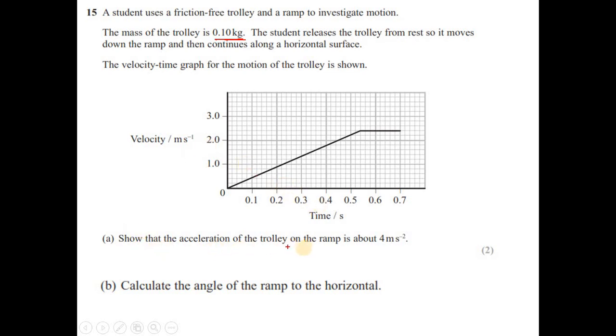Show that the acceleration of the trolley on the ramp is about 4 meters per second squared. We are given the velocity-time graph. Clearly up to this point we have accelerated motion, and after that we have uniform motion. So we need to find the acceleration. That means from 0 to that point we are going to find the gradient of this line. The gradient of this line is basically acceleration, or acceleration is equal to gradient.